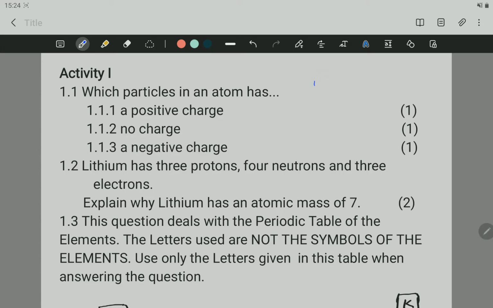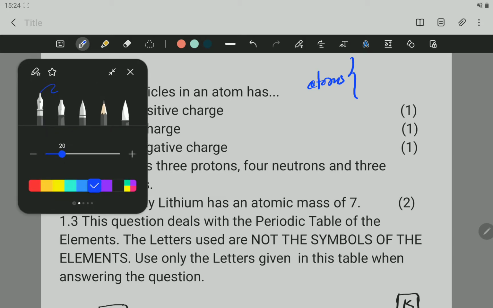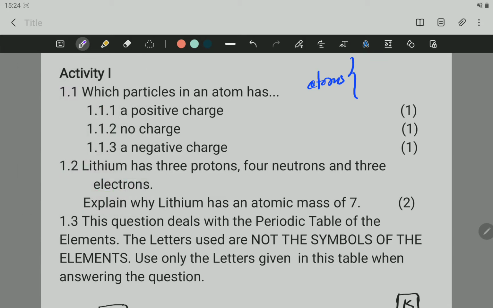So atoms have three different types of particles. Those particles are protons, neutrons, and electrons. The protons are positively charged. The neutrons do not have any charge, and the electrons are negatively charged. So, recording that and saying that, we can now answer this question real fast.